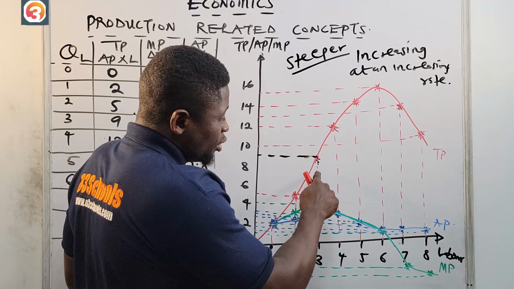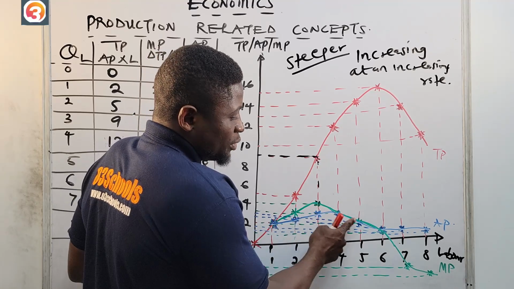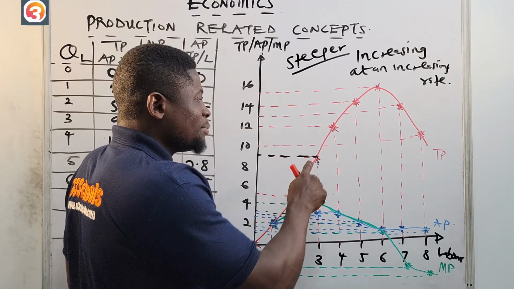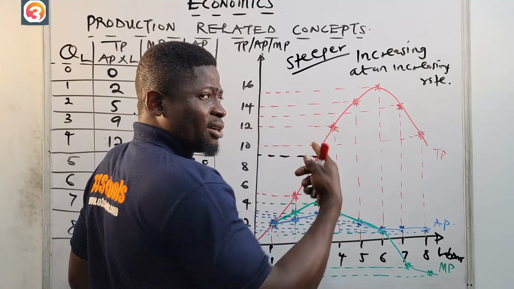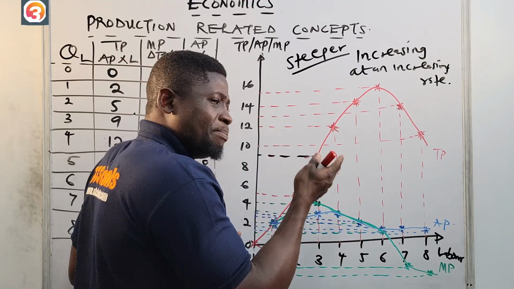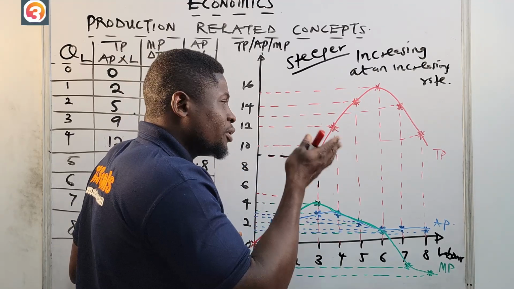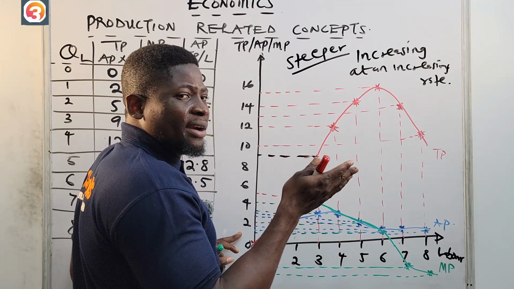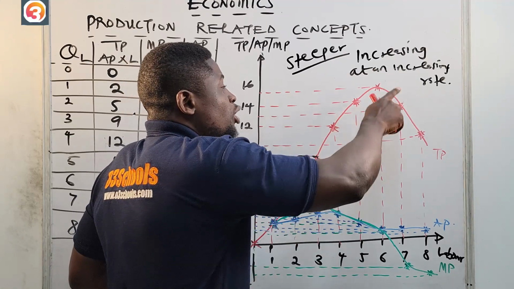We notice that beyond 3 workers, the MP begins to decrease. And as it is decreasing, it means also that the TP curve will decrease, because the MP is the slope of the TP curve. And for that singular reason, it means that the TP curve will be decreasing.